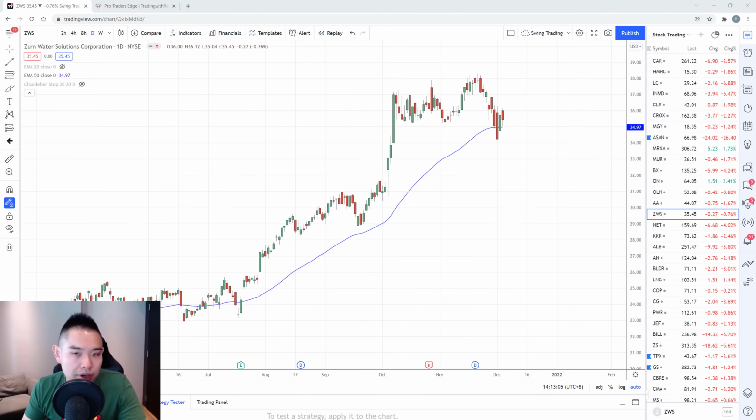And if I zoom in a little bit, this is also having the confluence of this area of support. Then we actually have a false break. Notice that on Thursday, price closed higher back above this area of support. Friday, we have a slightly down day. So overall, if this level holds, I expect this stock to retest back these highs over here.